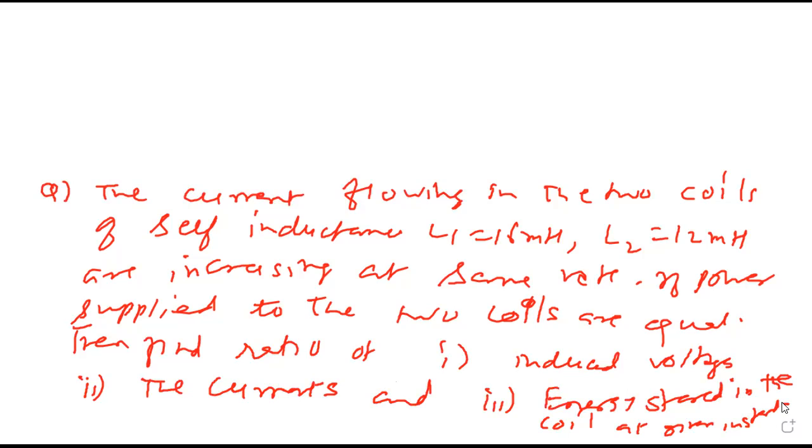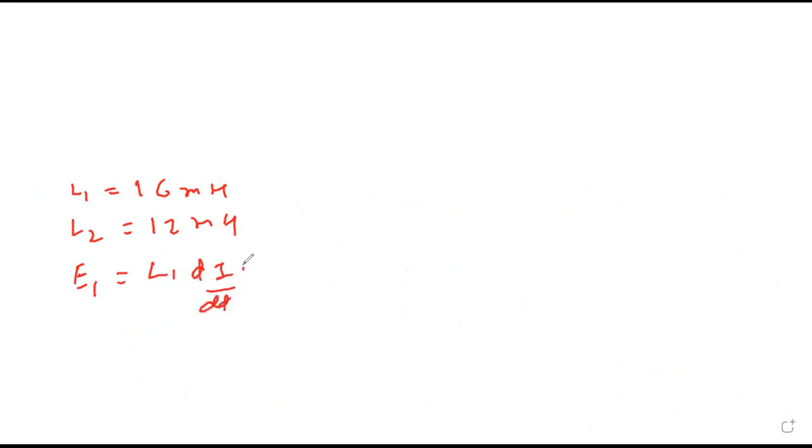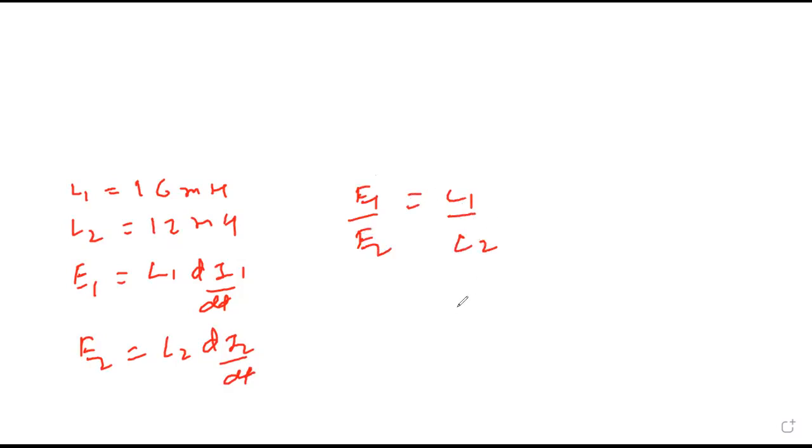We are starting one by one. Question written. Can I remove this? Yes, sir. Self inductance L1 is 16 millihenry and L2 is given as 12 millihenry. Induced voltage E1 will be L1 di upon dt in the first one, and E2 will be L2 di upon dt. Now the current is changing at the same rate, they have given. So E1 upon E2 will be L1 upon L2, because the rate of change is the same. So E1 upon E2 will be 16 upon 12, 4 by 3. First part over.